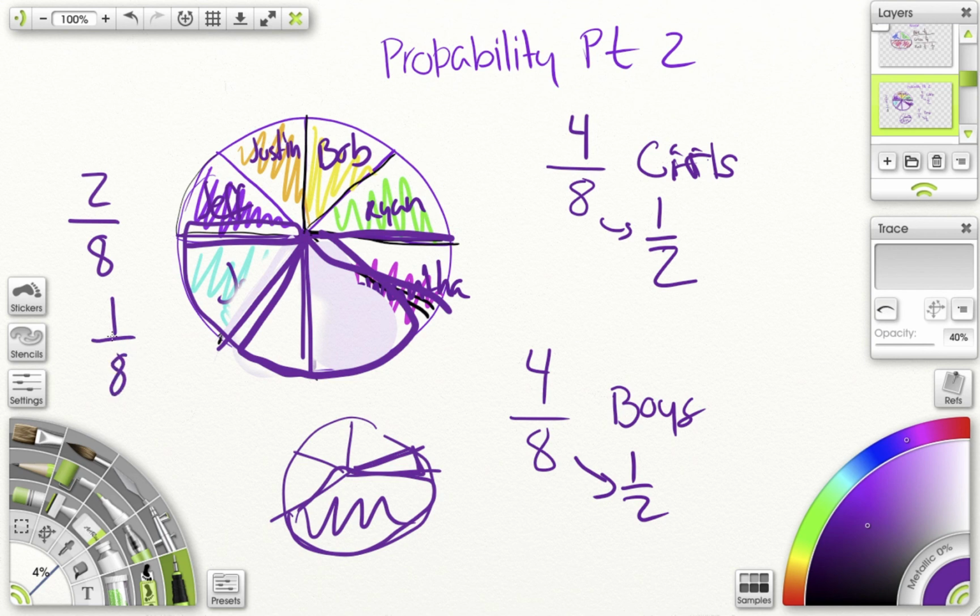So that's completely unfair. So what you're going to be doing is using your spinners and trying to divide them up if you need to, and you're determining, are these fair based off of the questions that are being asked. So in terms of girls versus boys, it is fair. But in terms of a particular person winning, it isn't fair.